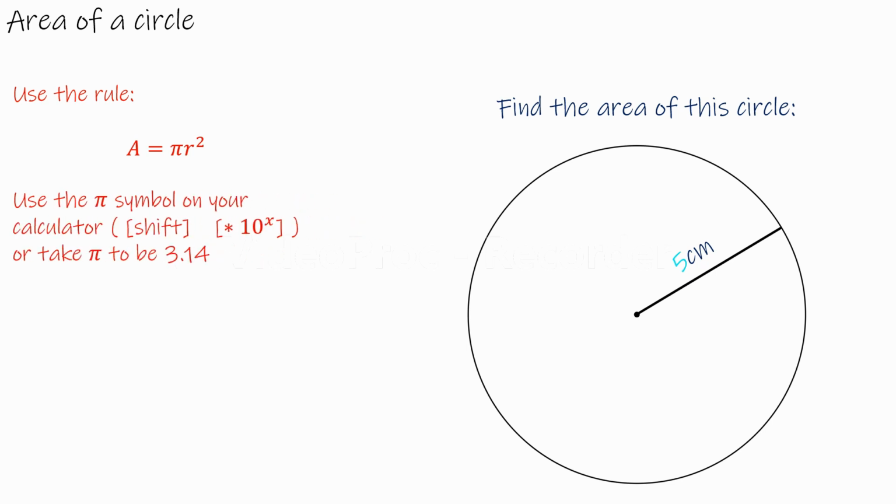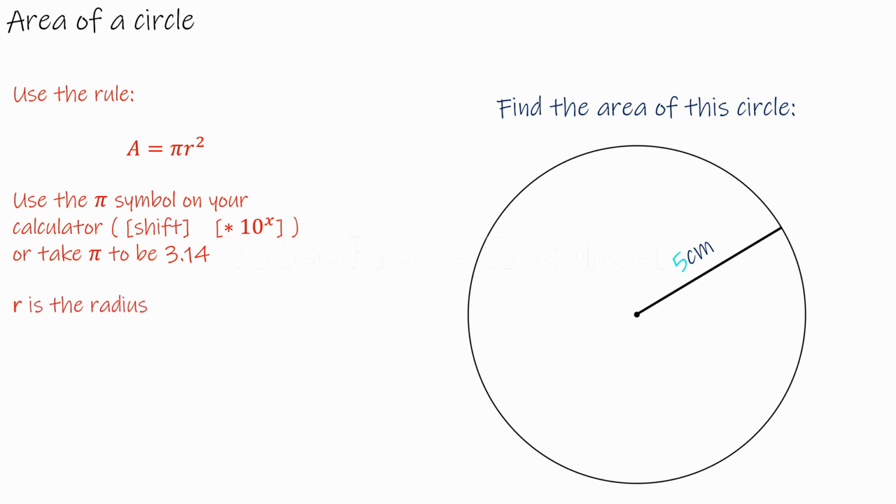We can use the pi symbol on our calculator, and to access this we're going to hit shift and then hit the button which is times 10 to the power of x. You will find this just to the left of the equals button. Or in a non-calculator test we take pi to be 3.14, or we just leave the answer in terms of pi. You'll see what I mean in a sec.